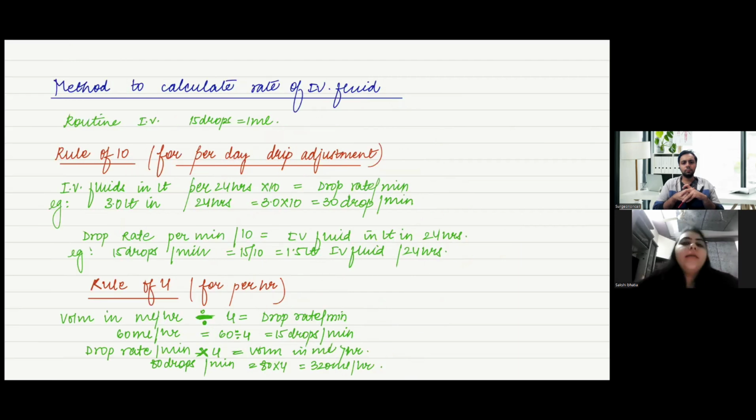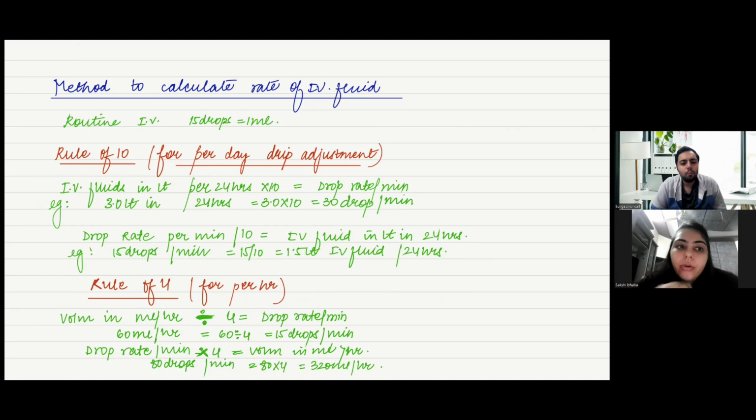So, after we are done with the different types of crystalloids, now we will learn how to calculate the rate of IV fluid. So, 1 ml of fluid contains 15 drops. There are two methods by which we can calculate the rate of IV fluids. One is when we have to calculate the fluid requirement per day, and one is per hour.